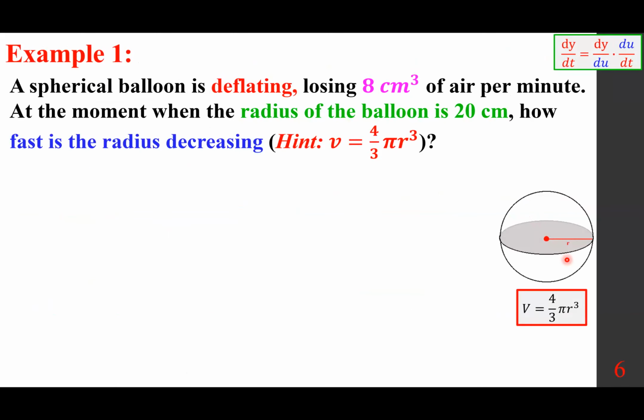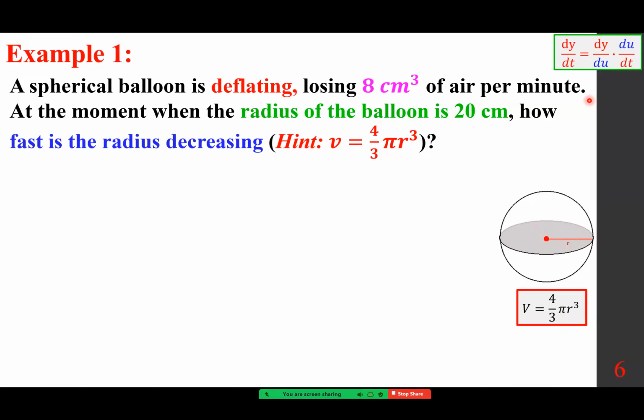So the same type of question that was just mentioned: a spherical balloon is deflating, losing 8 cubic centimeters of air per minute. At the moment when the radius of the balloon is 20 centimeters, how fast is the radius decreasing? Number one, we are dealing with a spherical shape, and therefore we should know that the volume is 4/3 pi r cubed. This is Leibniz's notation, dy/dt is dy/du times du/dt.